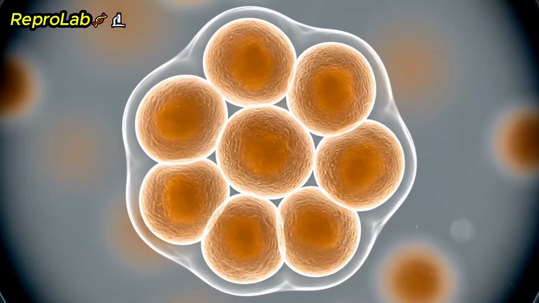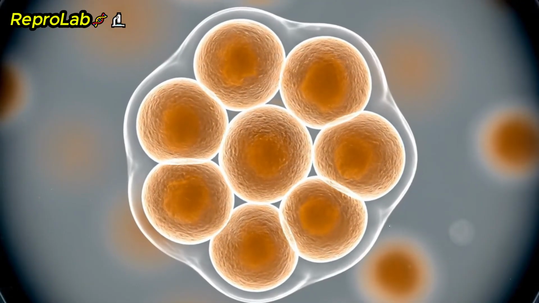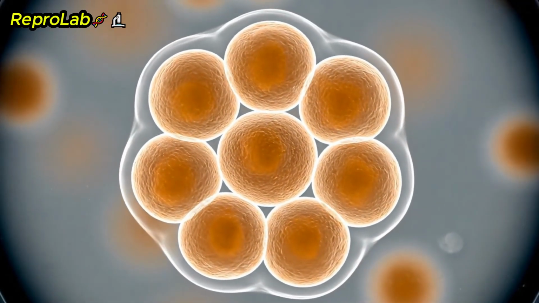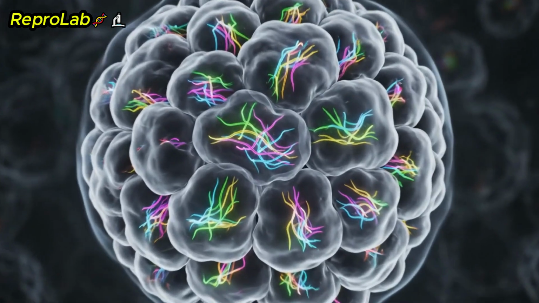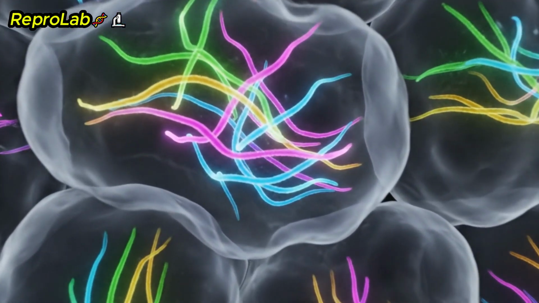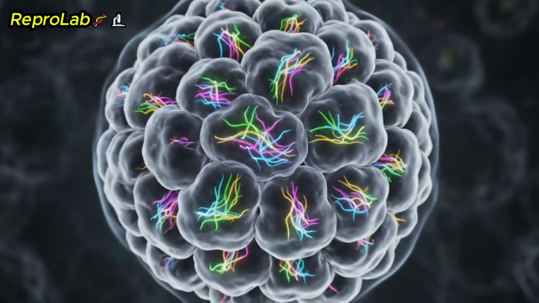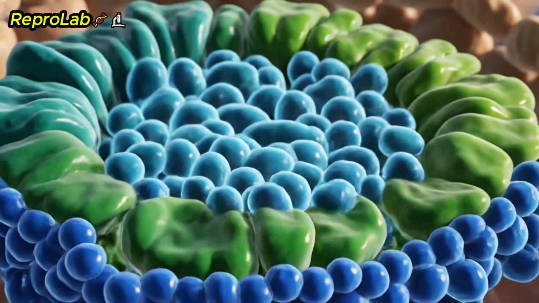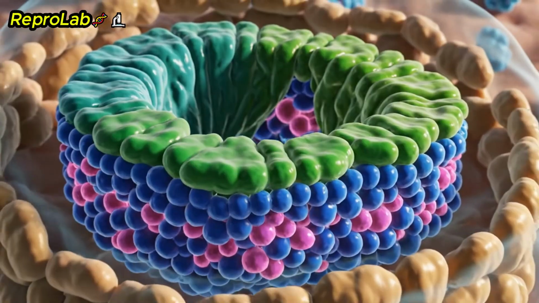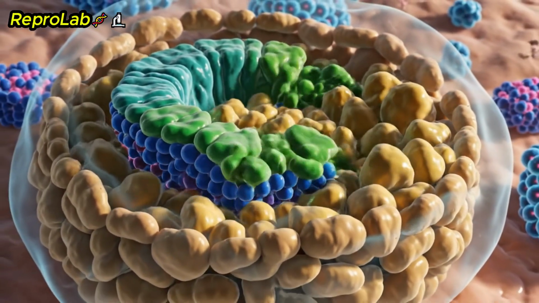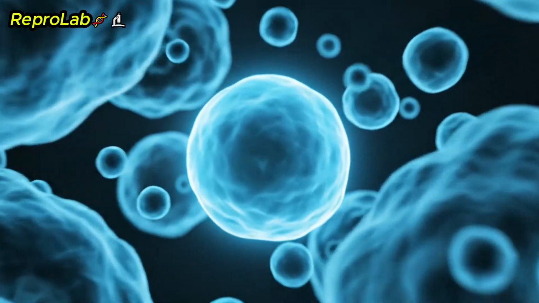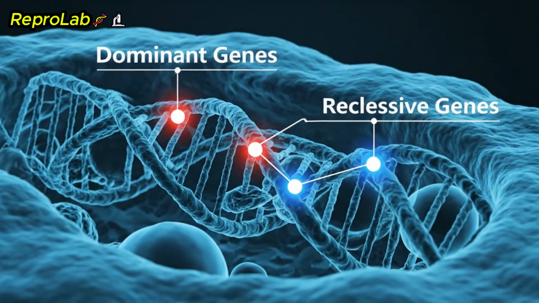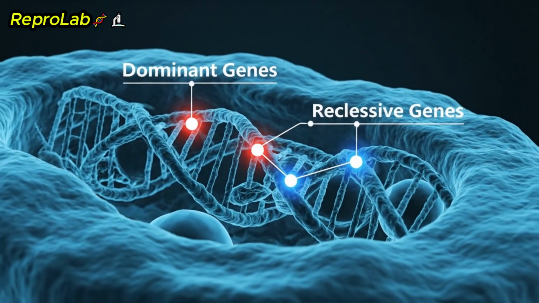The embryo reaches the 8-cell stage, continuing growth. At 16 cells, the morula forms, organizing genetic material. Cells begin to specialize, preparing for future organs. Genetic traits are determined through dominant and recessive genes.